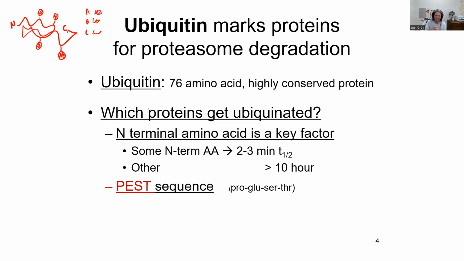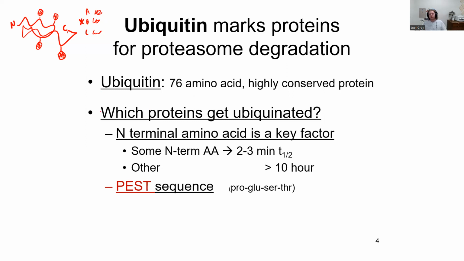And one of the signals that's common amongst proteins that get degraded very quickly is the following sequence, which is PEST. That's a proline followed by a glutamate, followed by a serine, followed by a threonine. Let's say that that PEST is present in protein B here. It's not in A and it's not in C.